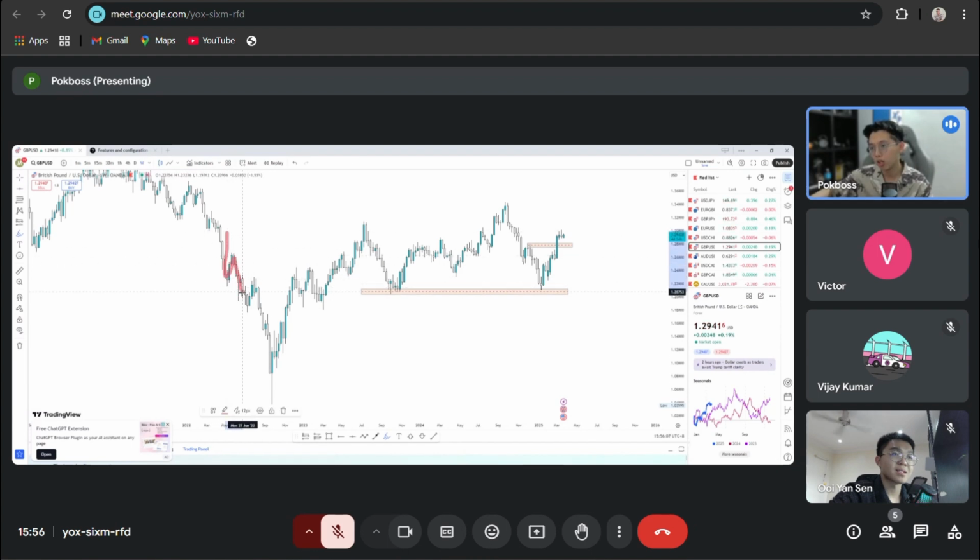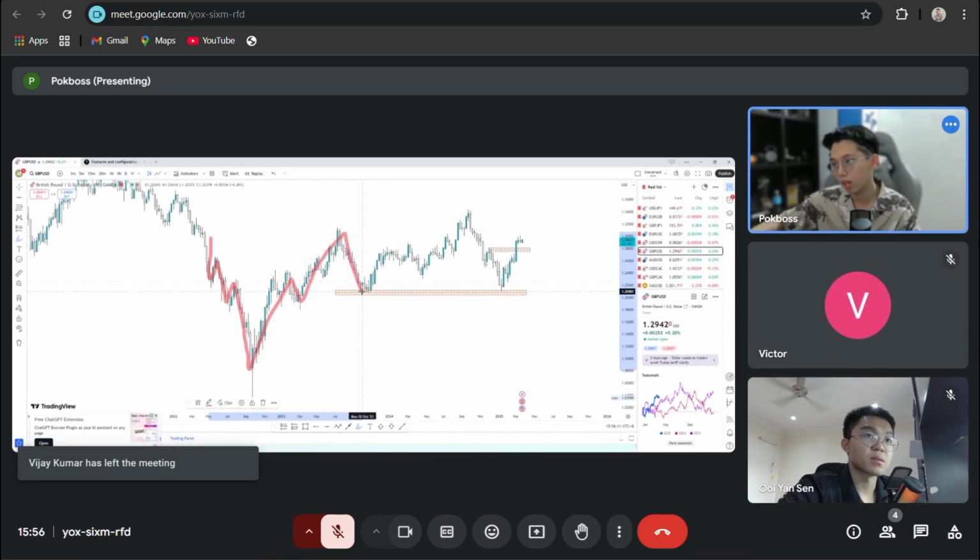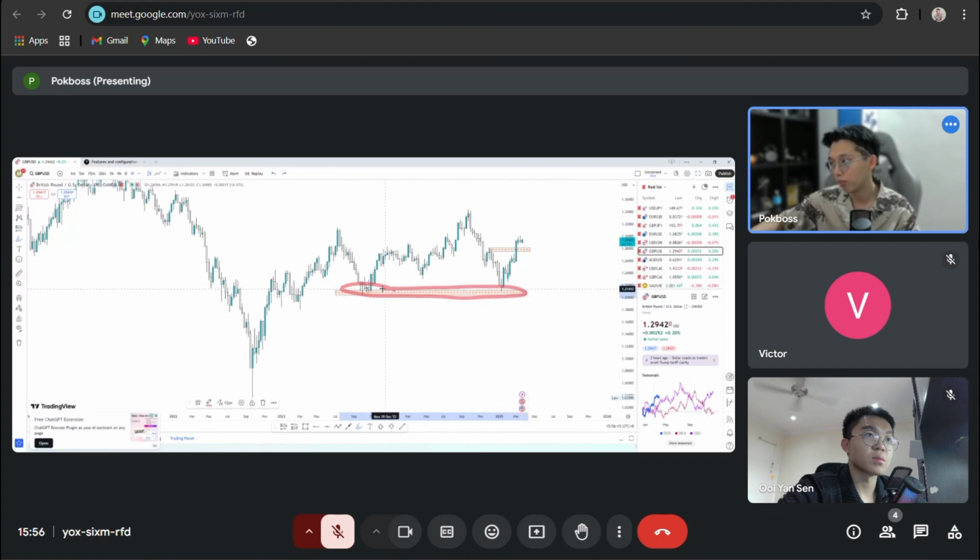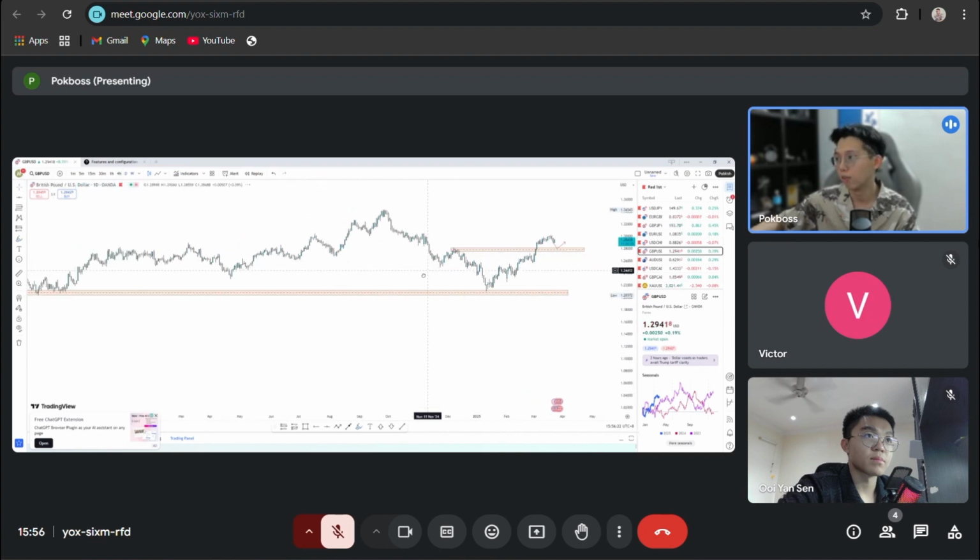You can see lower low, lower high, lower low, lower high, lower low, then high, low, high, high, high, low, high, high. So this is the high low level. Price hit it already and went out already. So let's see the time frame.